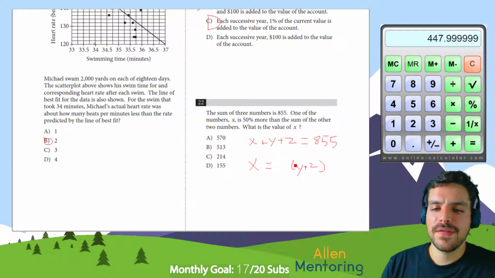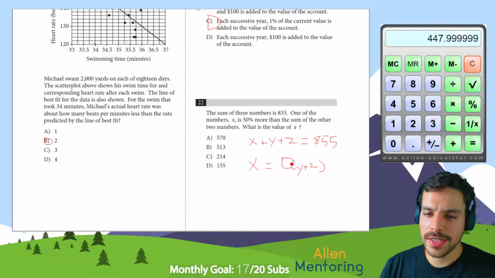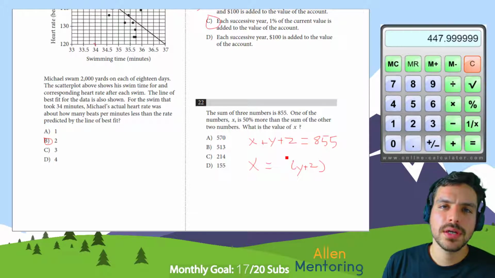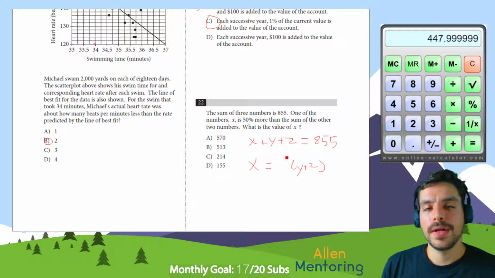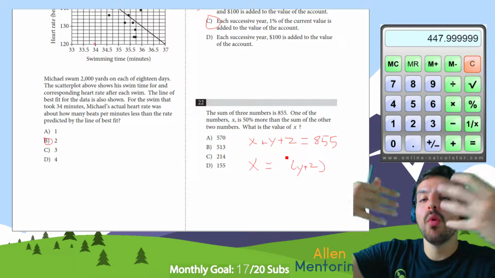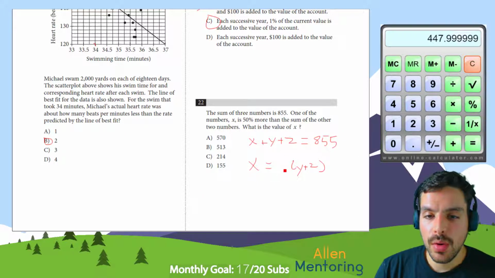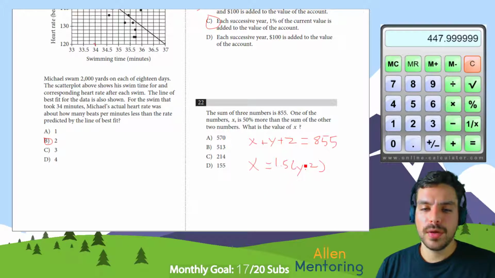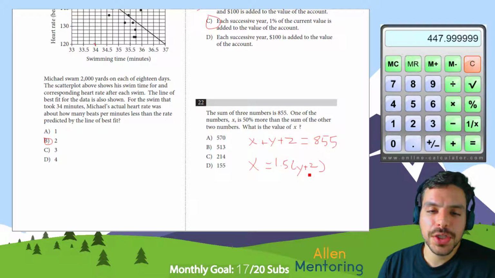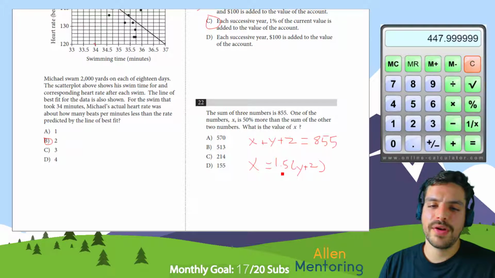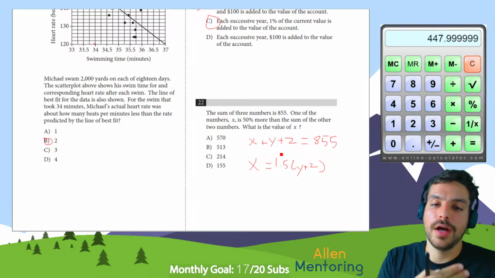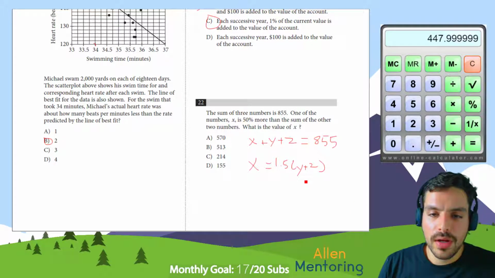So how would you represent 50% more right here as a coefficient? Well, it's whatever y plus z is times 1.5, right? Because it's a half more than. Okay, so it's y plus z times 1.5. Let's say, for example, y plus z was 100, then 100 times 1.5 is 150, and so that is 50% more than 100. Okay, so now what do we want to do?